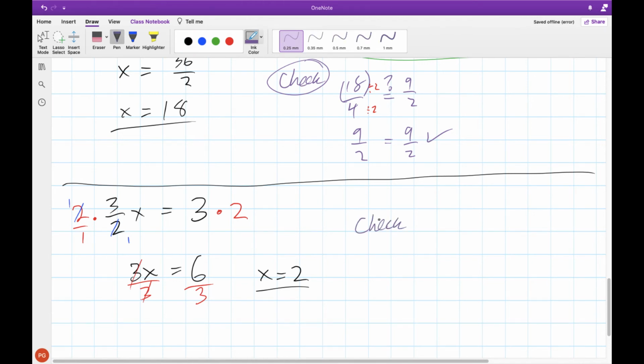Now we can check our answer, as we always should. If we're multiplying a fraction by a number, it's more helpful to think of this number as that number over 1. And now we could multiply the tops and the bottoms here. We get 6 over 2. 6 divided by 2 gives us 3 on both sides, so we know we got the question right.